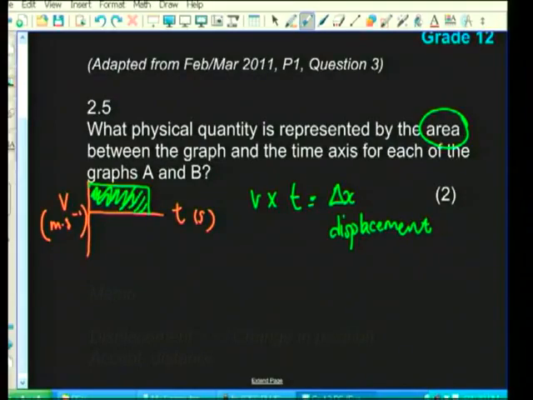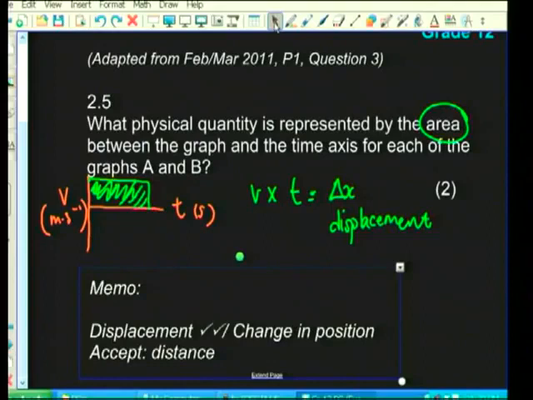I want to show that to you mathematically, because it's true whether it's a rectangular shape or a triangular shape, the area under a graph for a velocity versus time graph will always give you the displacement. Now you do need to take into account whether it's going in the positive direction or the negative direction, whether it's above the zero line or below the line. Let's have a quick look at the bottom, and we have got here our answer for what physical quantity is represented. It is the displacement or the change in position. They will also accept distance, the distance covered.